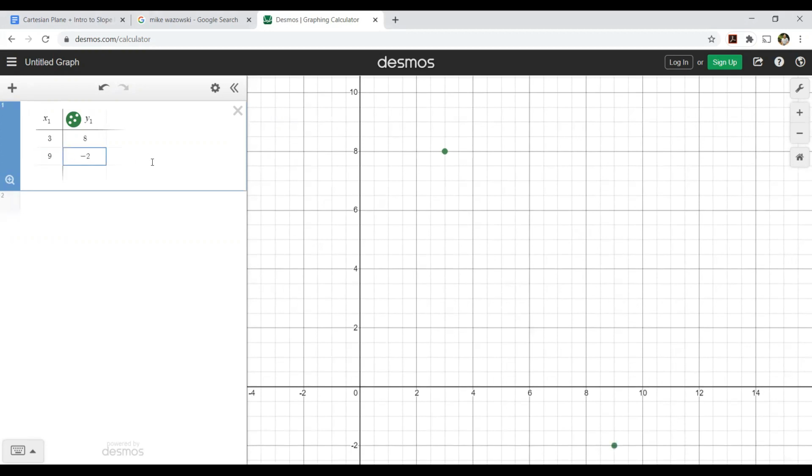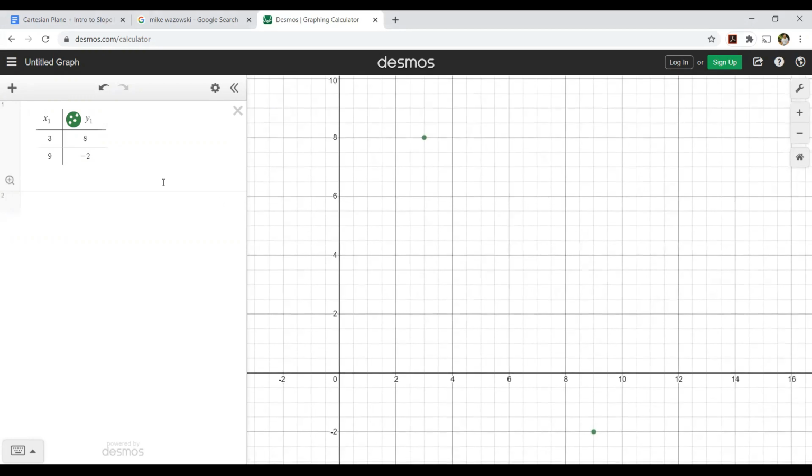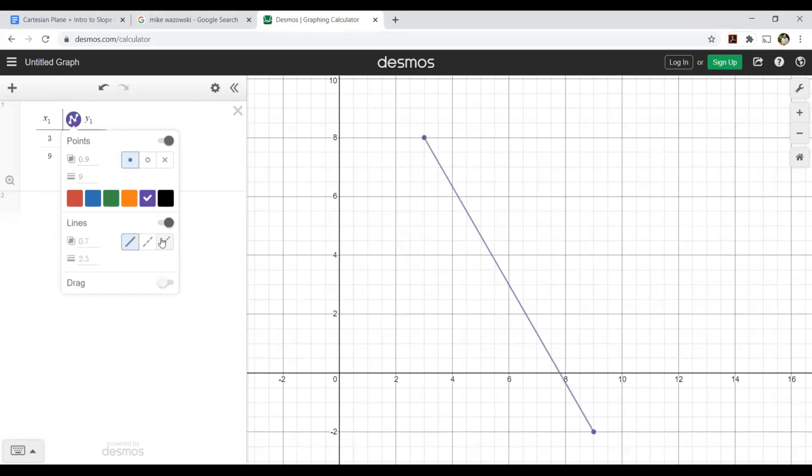So now that you have those 2 points, to connect them, you're going to hover over this icon, and you're just going to hold it. So you're going to click it and hold it until a window like this pops up. And as you can see, we can change the colors. I have a preference for purple, so I'm just going to do that really quickly. And now to connect our 2 points, we simply click the slider where it says lines.